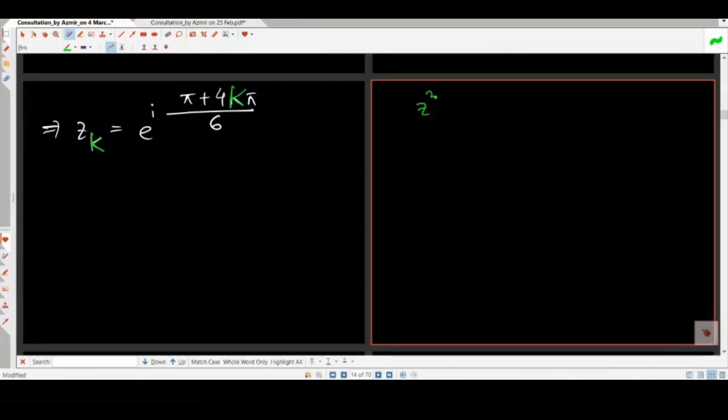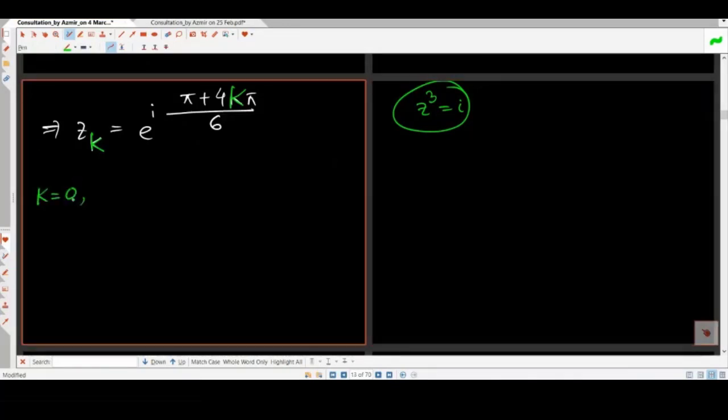We know that our equation is z cube equals i, and there will be 3 solutions. So let's start from k equals 0. Whenever we are inputting k equals 0, we are getting z0. So e power i, pi plus 4 times 0 times pi, we will get just 0 here, over 6. So that means we can do some simple calculations. So it is z0 equals e power i pi over 6. So now we have found a complex number.